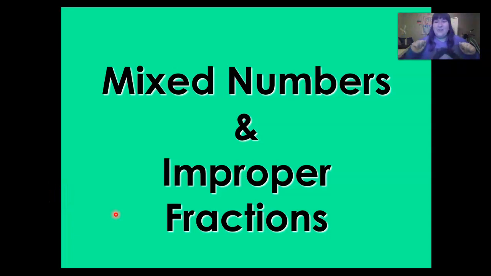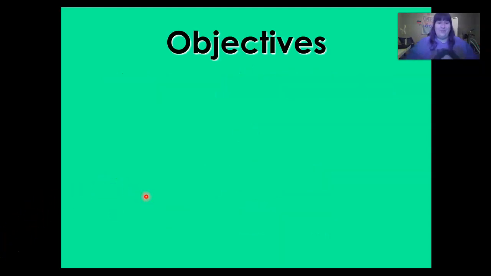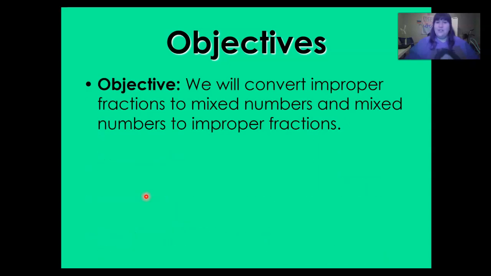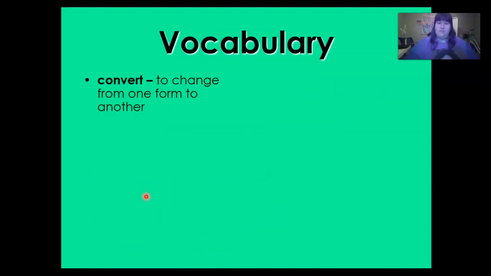Hey friends, time for a review of mixed numbers and improper fractions and a lesson on how to go from one to the other. All right, so our objectives: we want to be able to convert or change improper fractions to mixed numbers and mixed numbers to improper fractions.